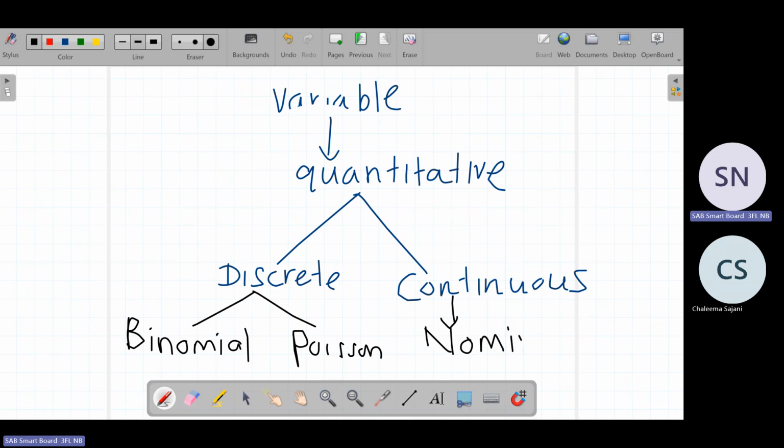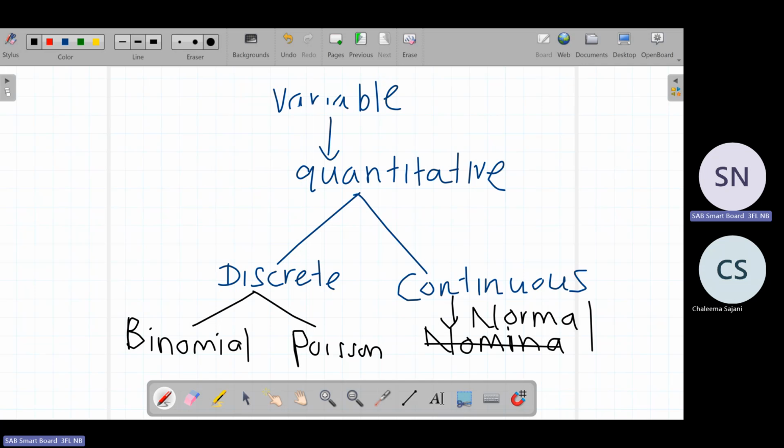What do we call it? Normal distribution. In your syllabus you have to study only the normal distribution. These are the different types of probability distribution: mainly two types, discrete and continuous.